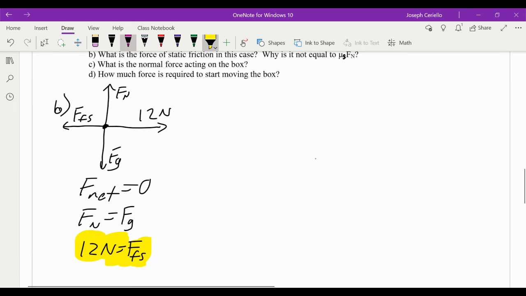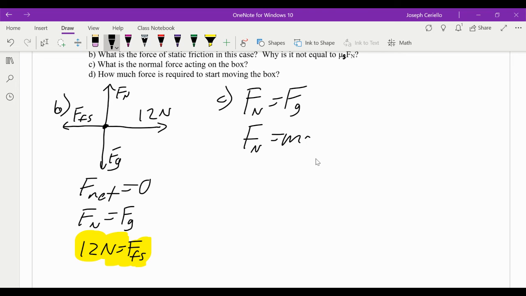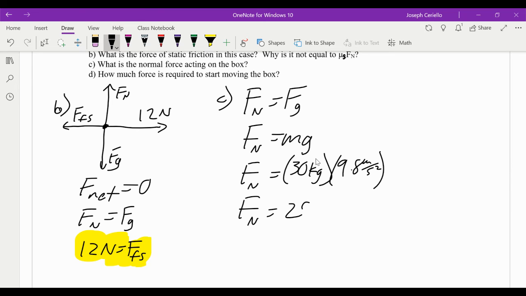Okay, so what is the normal force acting on the box? Actually, we just kind of solved that, but we have to do some math. So the normal force we just said is equal to Fg. Don't forget, on Earth's surface, Fg can be replaced by mg. So the normal force equals, let's see, the mass is going to be 30 kilograms, and little g on Earth is going to be 9.8 meters per second squared, the acceleration due to gravity. So the normal force is equal to 294 newtons.